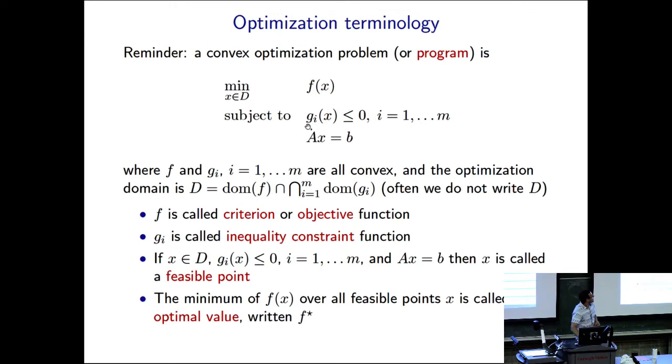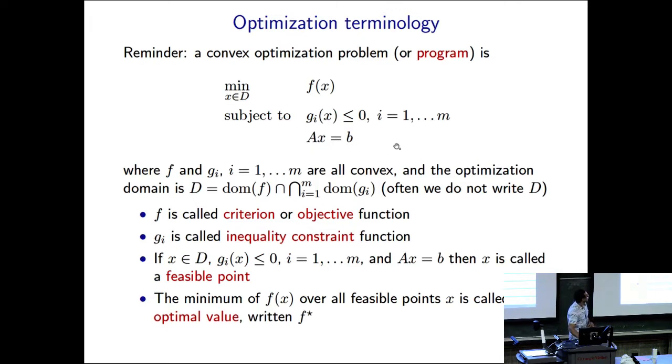Subject to a bunch of conditions, we have inequality conditions. These are usually called inequality constraint functions, g_i of x less than or equal to 0. And here I'm actually specifying a convex optimization problem, which means that f and g_i have to be convex, and this equality constraint has to be linear. Okay, so we have Ax equals b.